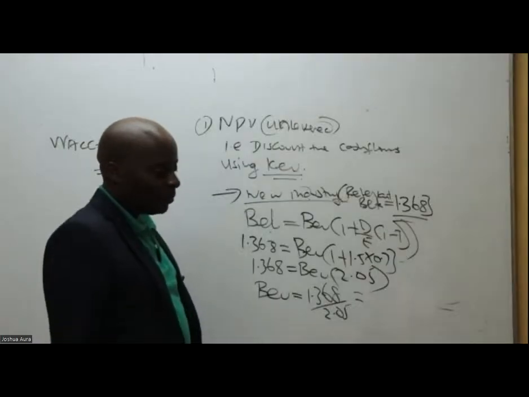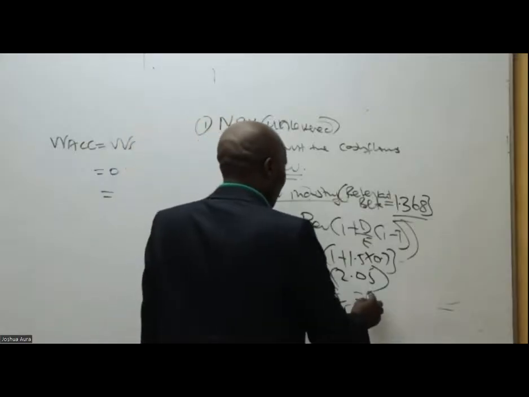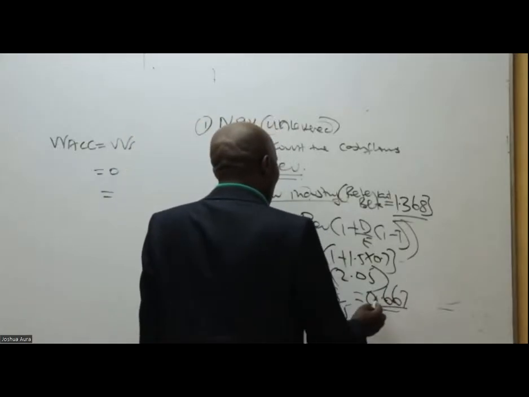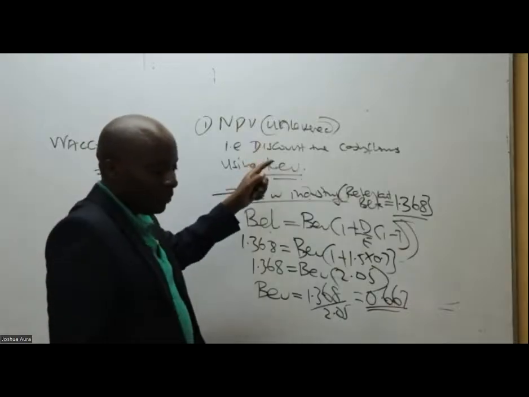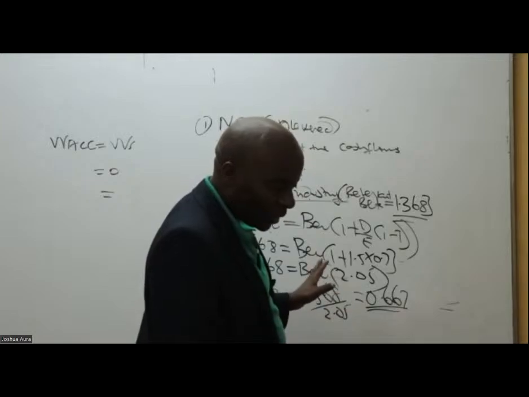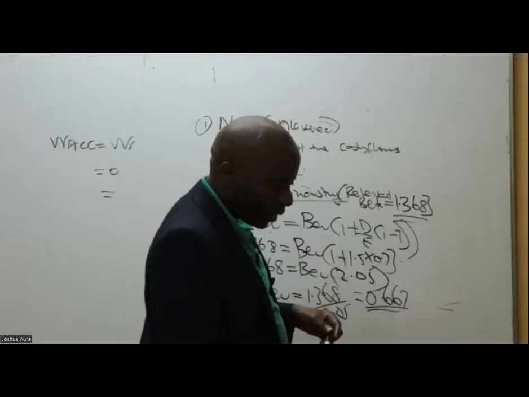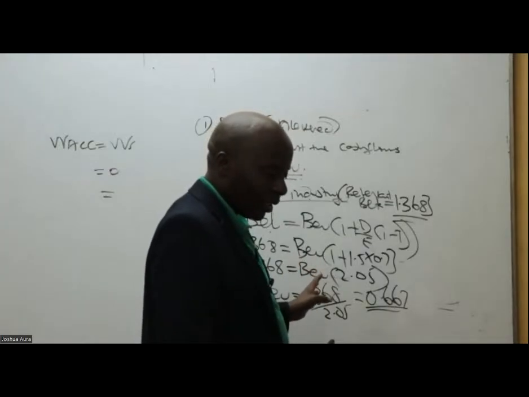Will end up giving me what figure, ladies and gentlemen? 0.667. So now, if they want me to give this NPV unlevered, this 0.667, I'm being told it is correct. This is the beta equity of the unlevered firm, and the figure is okay.